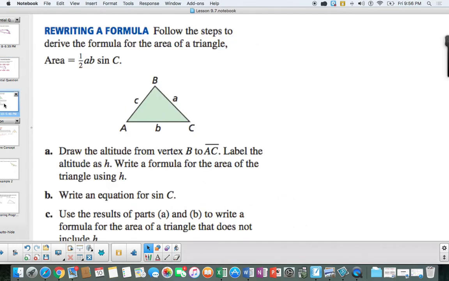Let's take a look at a triangle and talk about how we label it. The vertices of a triangle are labeled capital A, capital B, capital C. The sides will be labeled lowercase. So side a will be opposite angle A. Side b, displayed as lowercase b, is opposite angle B. And side c, again labeled lowercase c, is opposite angle C.